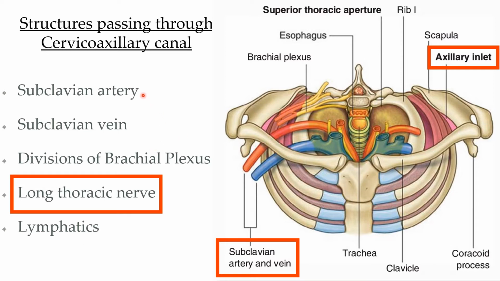So to summarize, the structures which cross the apex of axilla, that is the cervicoaxillary canal, are the subclavian artery, subclavian vein, divisions of the brachial plexus, long thoracic nerve, and lymphatics.